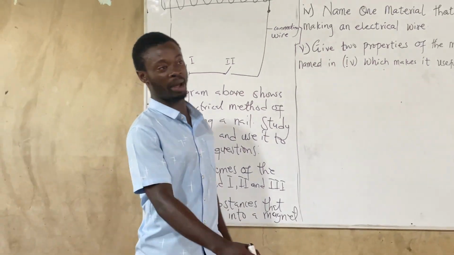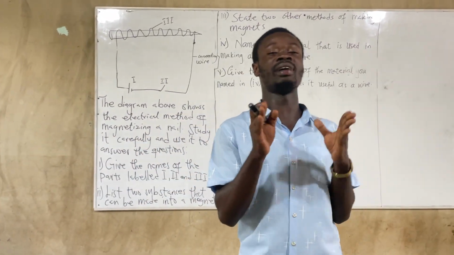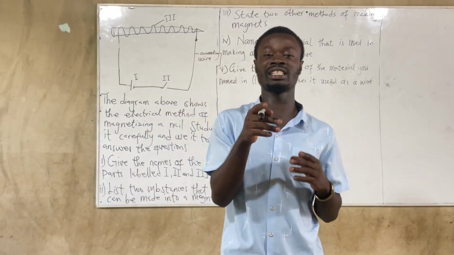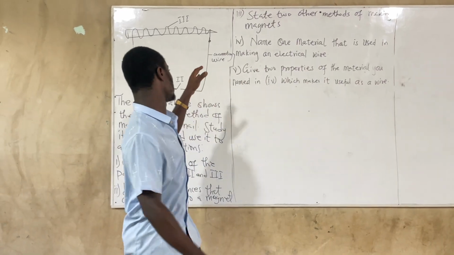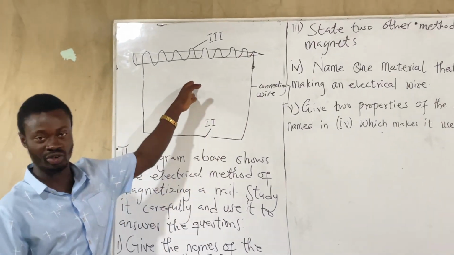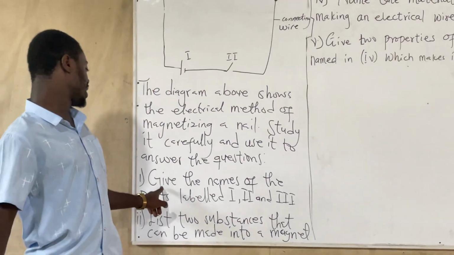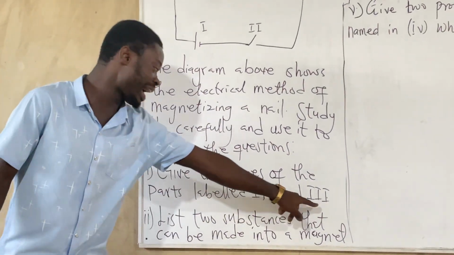When you talk about magnetization, it simply means the process of turning a magnetic material into a magnet. And one way we can turn a magnetic material into a magnet is by the electrical method. So this is the drawing of the electrical method. Let's use it to answer the following question. Give the names of the parts labeled I, II, and III.